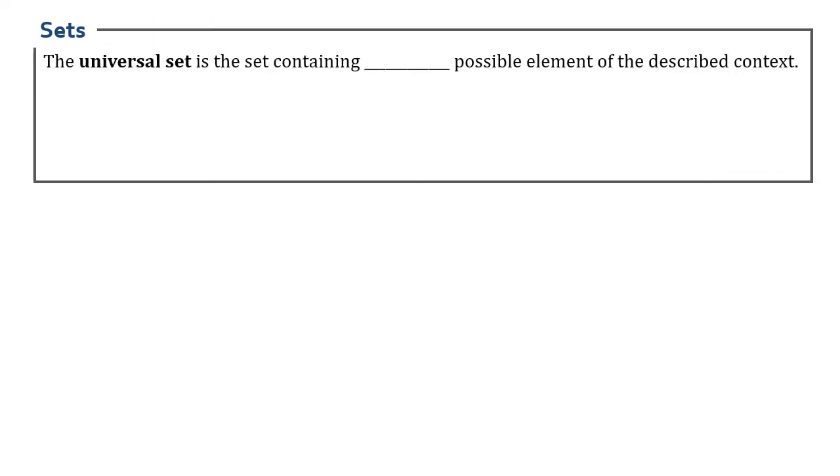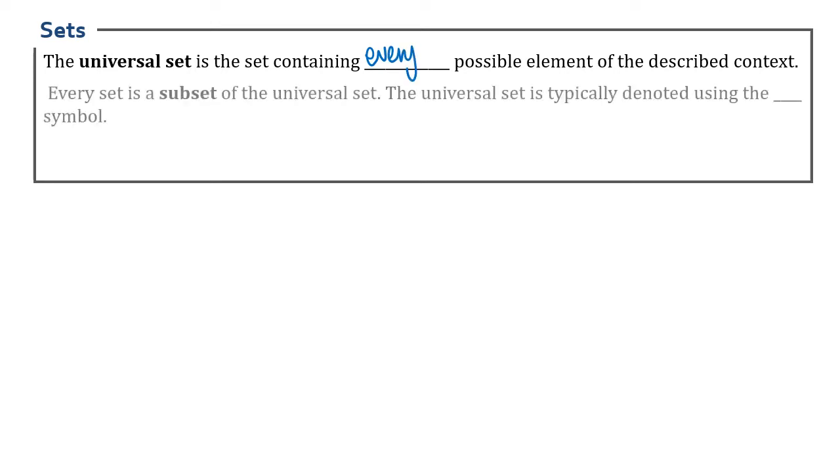Okay, let's keep on going with some set notation and definitions. The universal set is the set containing every possible element of the described context. Every set is a subset of what we call the universal set. The universal set is typically denoted using the U symbol. So when we were talking about whole numbers on the last slide, our universal set would be all numbers.